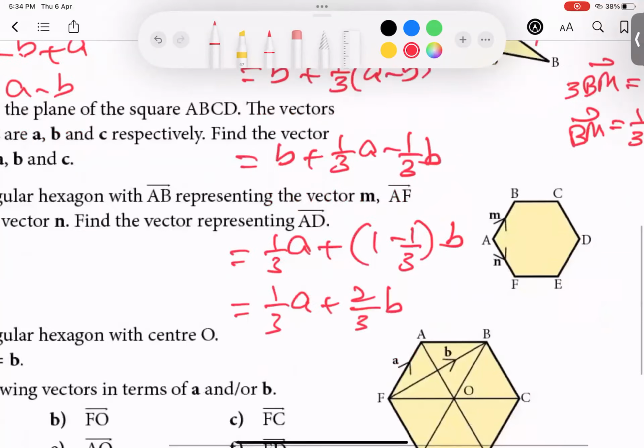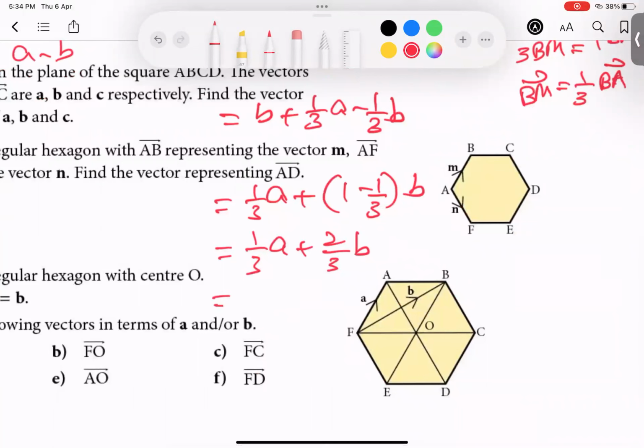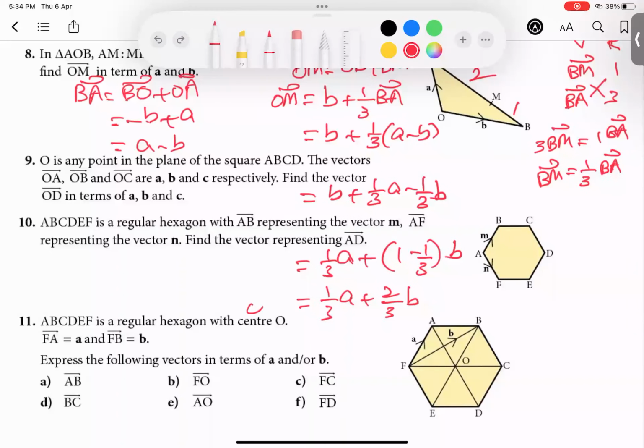Or you can leave it here, or you can do one more step. I think you get full marks here. No need to make any change. So this is my final answer for OM. And I believe you got the point very, very clearly.